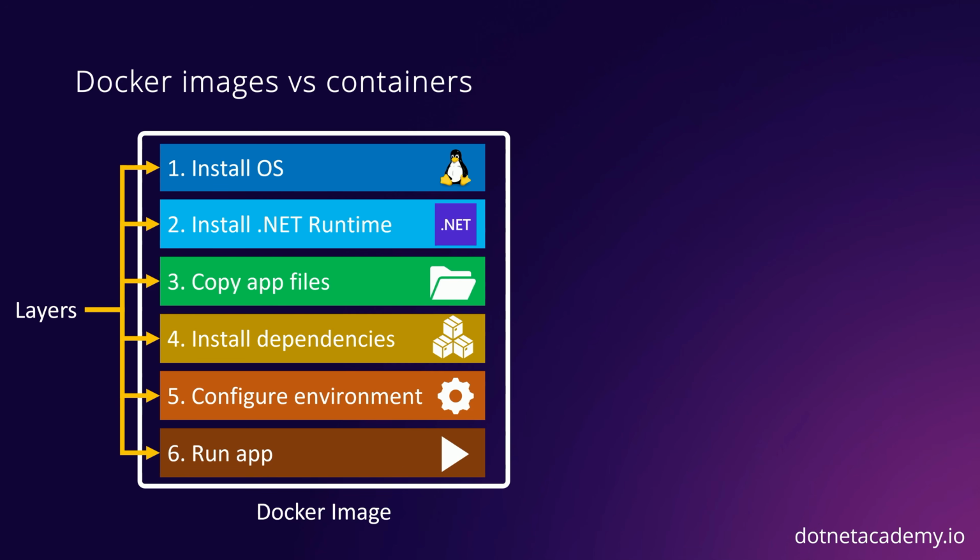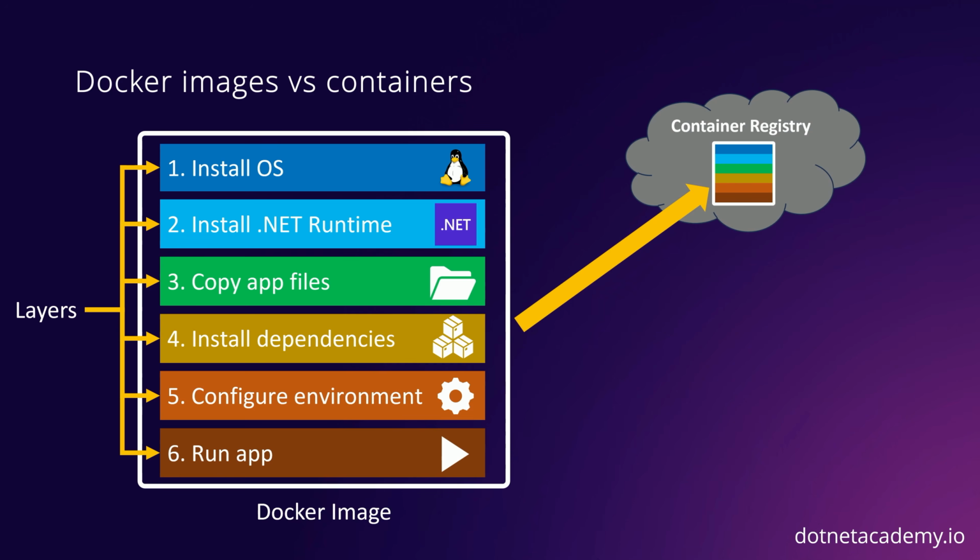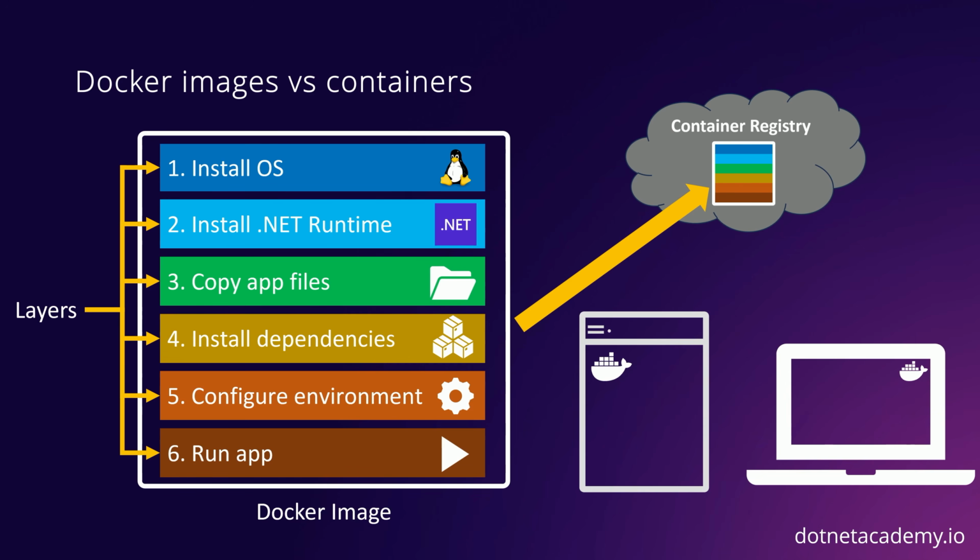Now, the whole point of building a Docker image is to share it in a place where other devices can access it. This place is known as a container registry, and you can think of it as a repository for Docker images, similar to how GitHub stores your code. Any device that has access to the container registry and that is running the Docker engine can now download the Docker image. But what about the Docker containers?